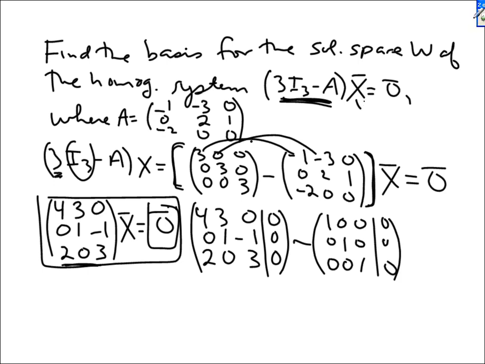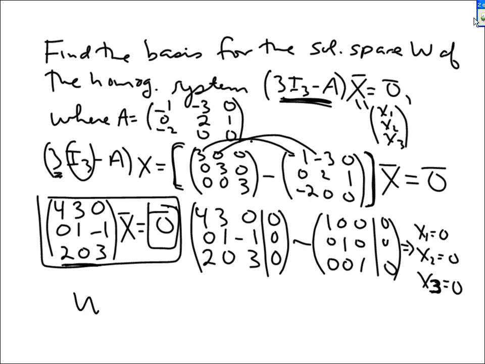And if capital X was little x1, little x2, little x3, this implies that x1 is 0, and x2 is 0, and x3 is 0. That is, the solution set only has the trivial solution, has 0. W is equal to that one vector. In fact, the basis for the solution set is that.